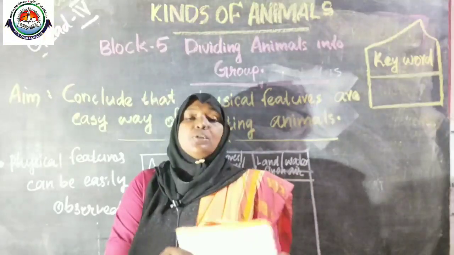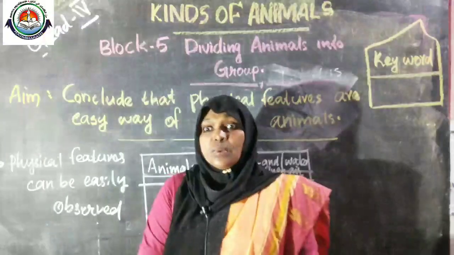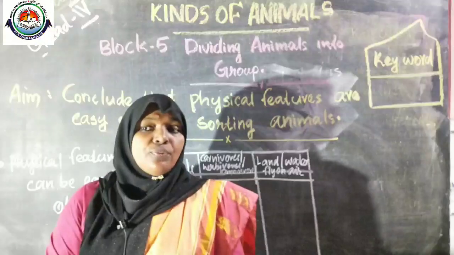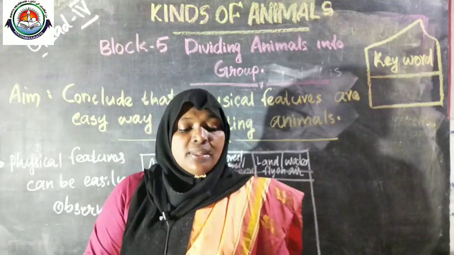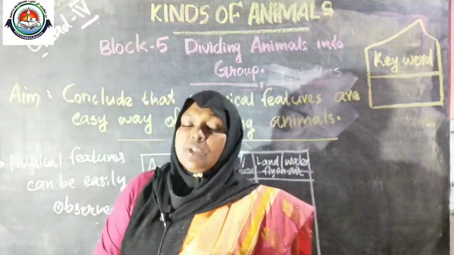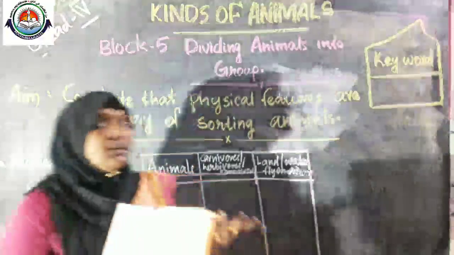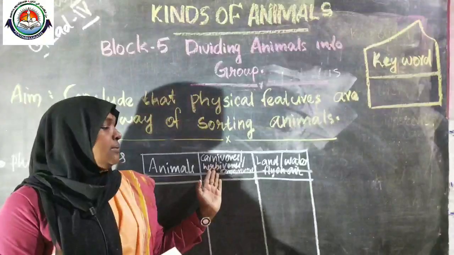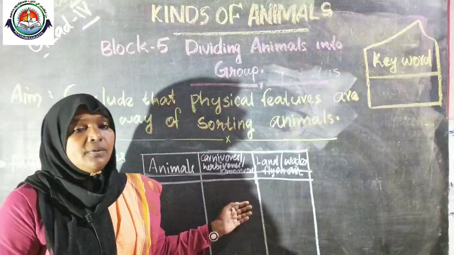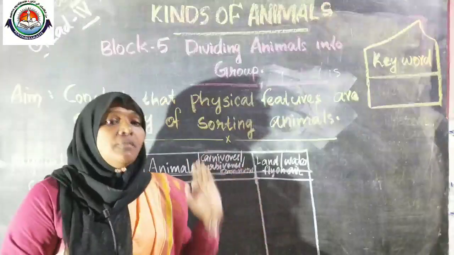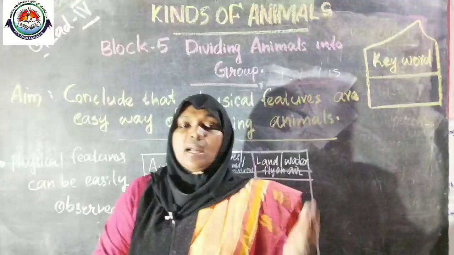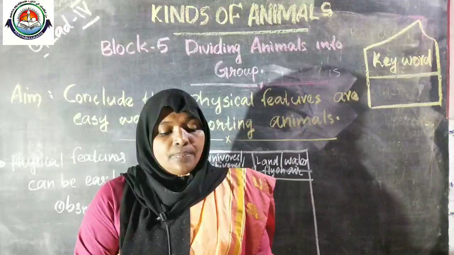Sorting animals into groups. What is the first question? I have to read for you. Write 2 ways in which we can sort animals into different groups. Carnivores, herbivores or omnivores, that is on the basis of feeding habit, or where they live. That is the 2 ways.